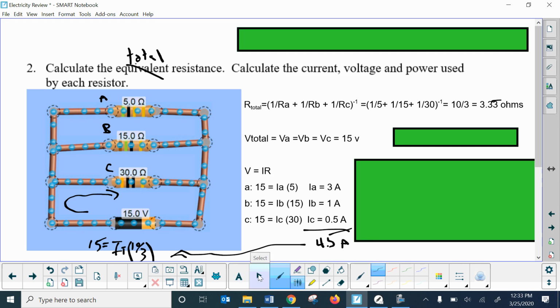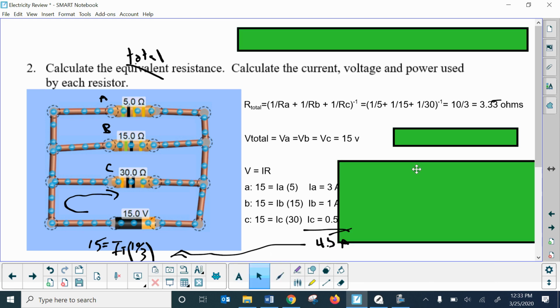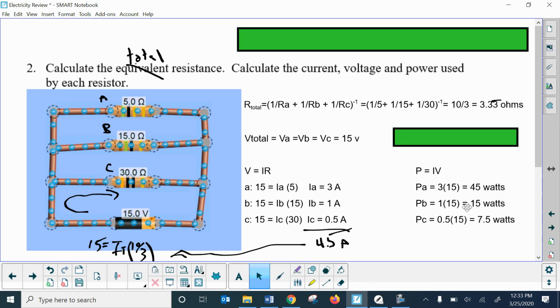Then the power equation, again, it's just P equals IV. So for each one, you just take the individual current times the voltage. They're all 15, and you could figure that out here for each one of these. The individual powers, if you add them all up, should get you the total power, so the total current times the total voltage, so 4.5 times 15 gets you the sum of that, which is 67.5. So that all works out and checks out and hopefully makes sense to you, even though I went through that really fast.